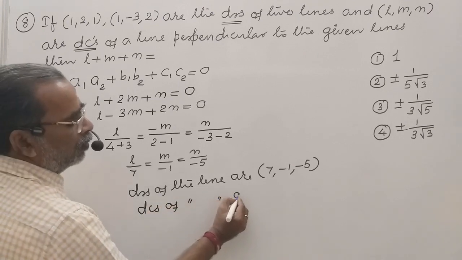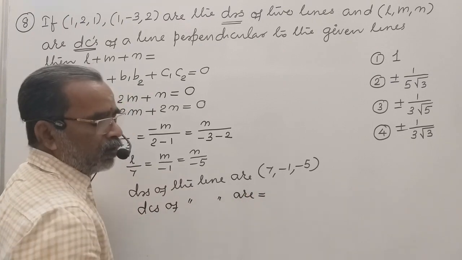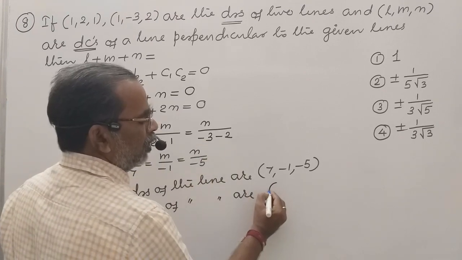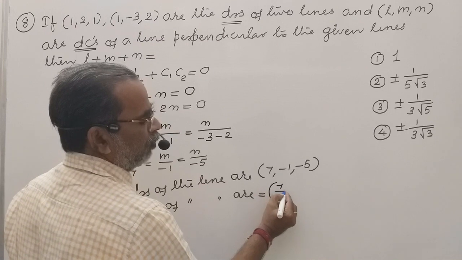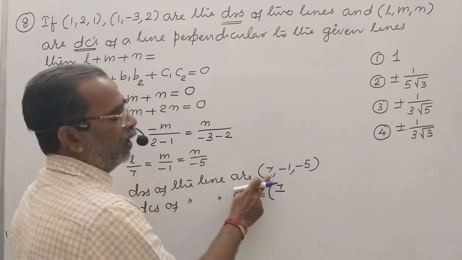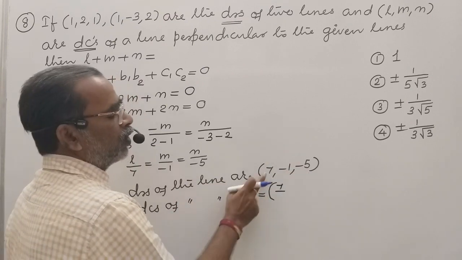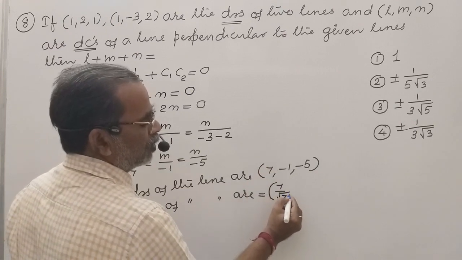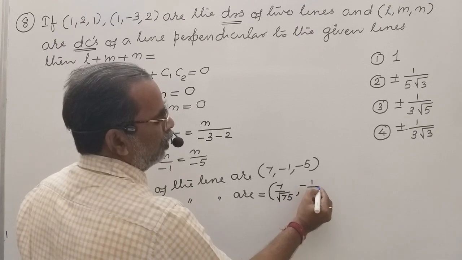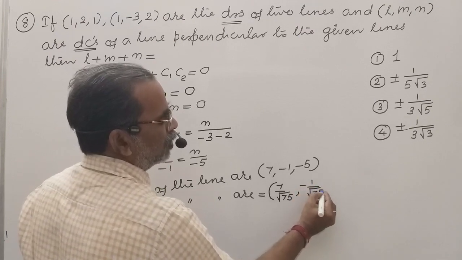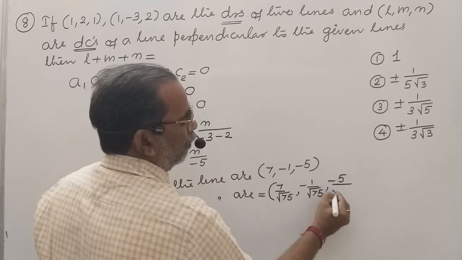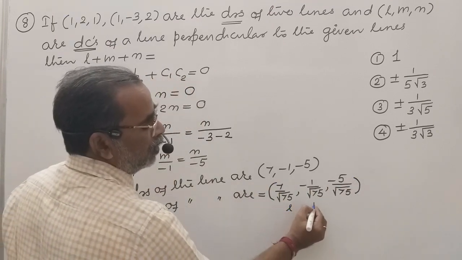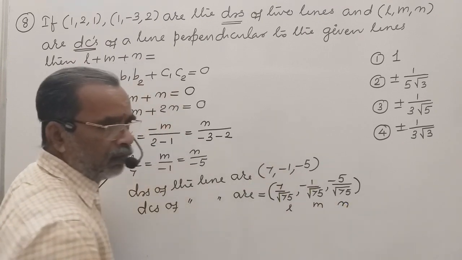DCs of the line are. How to find DCs? There will be two DCs for each line. So I will find one DC. Listen, how to find that? 7 divided by a divided by under root of a square plus b square plus c square. 49 plus 1 plus 25, 75. Therefore, 7 divided by root 75, minus 1 divided by root 75, minus 5 divided by root 75. These are DCs of the line. Therefore, they are L, M, N values.